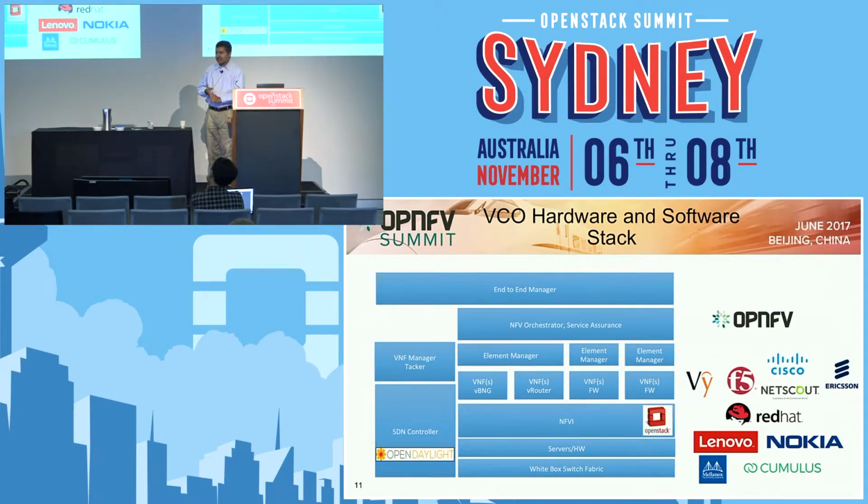That's the software stack we ended up using, and these were all the different vendors that were part of our first POC: Cisco, Ericsson, NetScout, F5. We ended up using open source VNF on Vyatta OS and pfSense. I didn't have the pfSense logo there. We used Red Hat OpenStack platform. We used two different kinds of servers, one from Lenovo, the other from Nokia, both OCP.